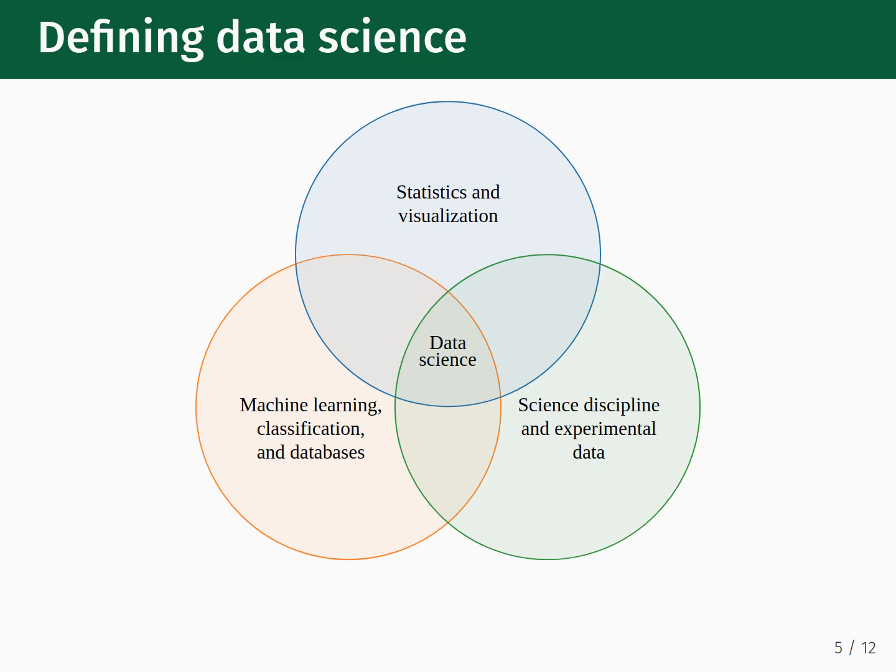The primary mathematical influence in data science is statistics and visualization, which provides the necessary tools to build data-driven learning models, explore data, and to communicate results. Data science also draws influence from a subset of computer science research, including machine learning, classification, and databases. Finally, data science also requires knowledge of a specific science discipline along with access to experimental data, which allows the data scientist to understand the context and implications of their analysis.